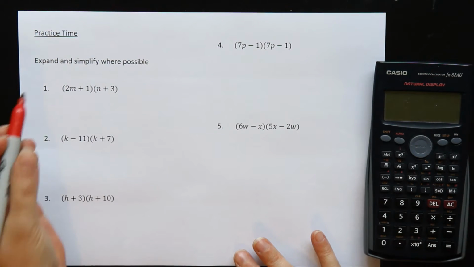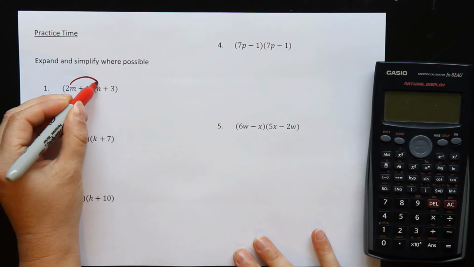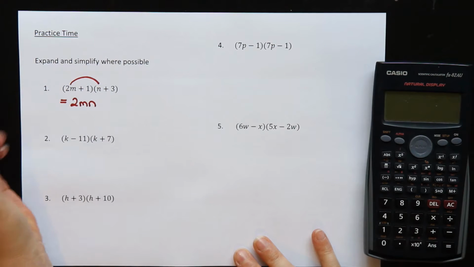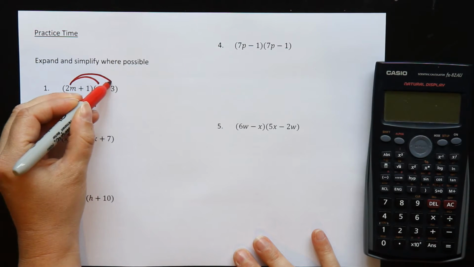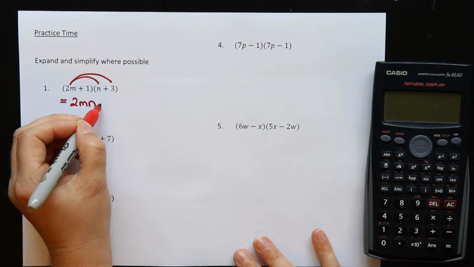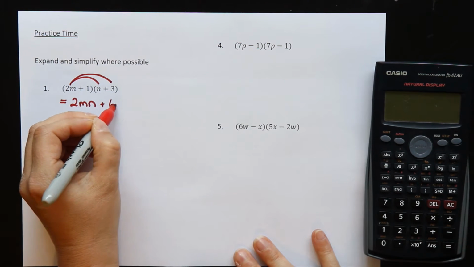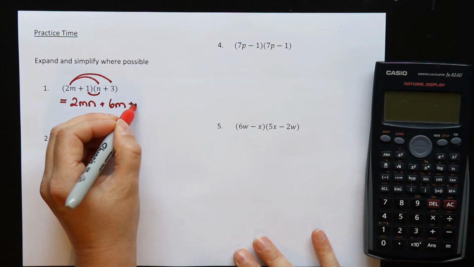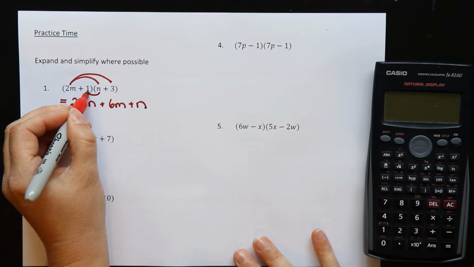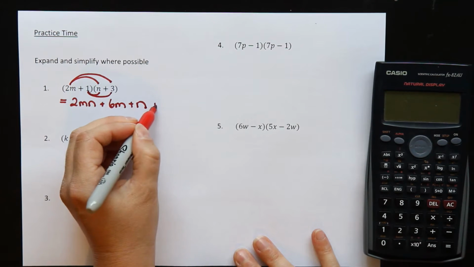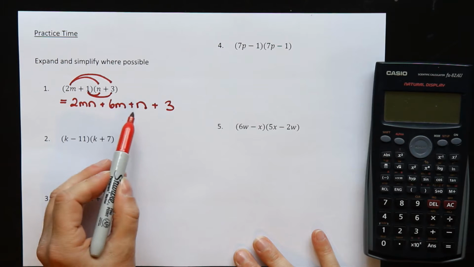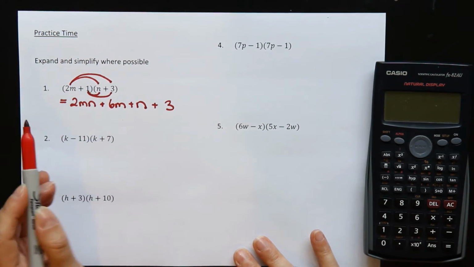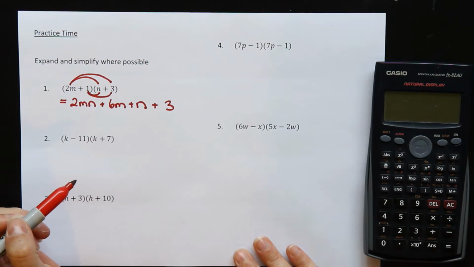Alright, question number 1, using FOIL. 2m times n is 2mn, that was first. Then we do outside, 2m times 3, 2 times 3 is 6m. Then we do inside, 1 times n is n. And last, 1 times 3 is 3. Looking for like terms, there aren't actually any like terms because I had different numerals up here. So that's all we can do for that question.